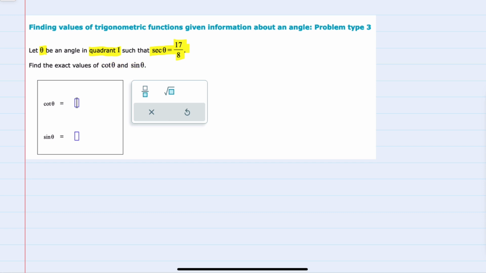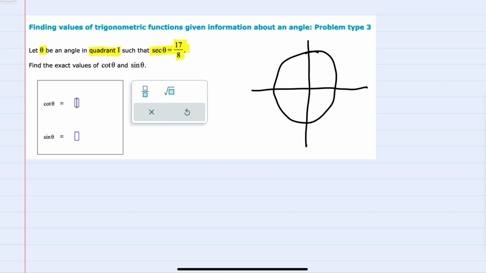So starting with the information given, I'll make a quick sketch of the unit circle. We're told that our angle is in quadrant 1, and since the secant of theta is the reciprocal of the cosine of theta, knowing that the secant is 17/8, I know that the cosine of theta will be 8/17. And once I have the cosine and the sine, I can find any of the other trigonometric functions.